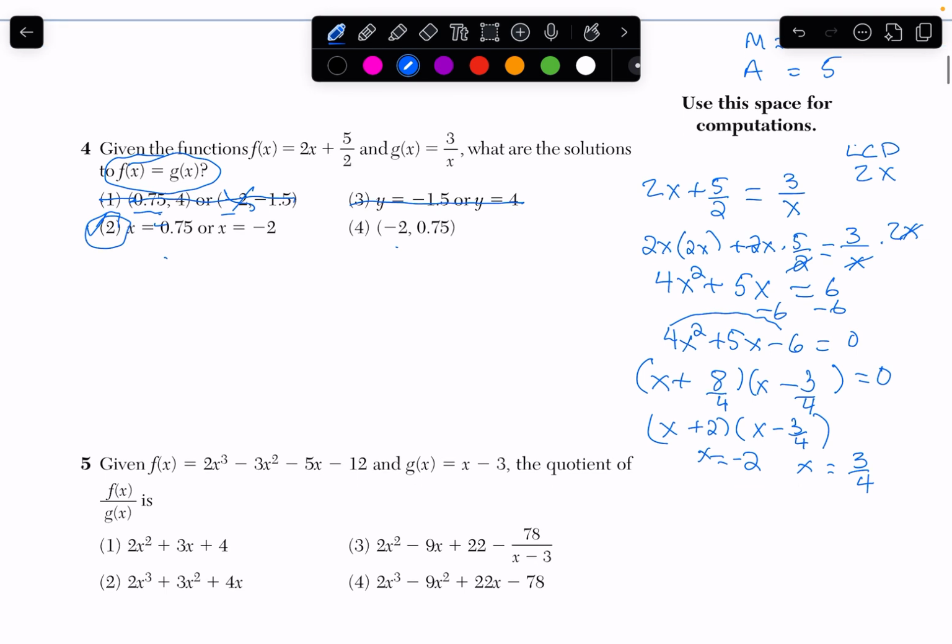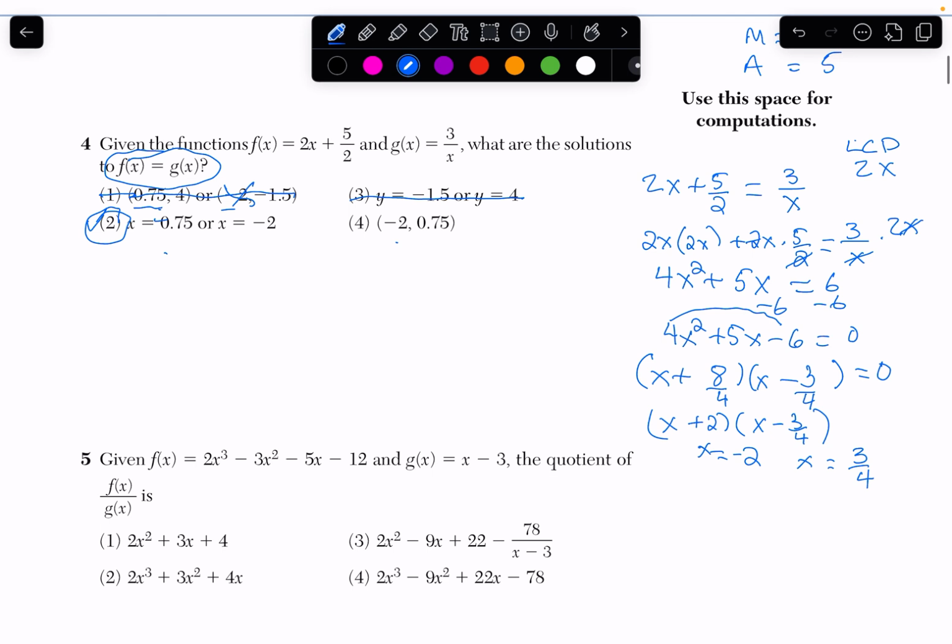Now, if you wanted to, you can plug the numbers in and make sure that they both are equal to each other. You have 2 times 0.75 plus 5/2, right? Is that equal to 3 over 0.75? And you know, you can plug them in your calculator, right? I'll plug these in.